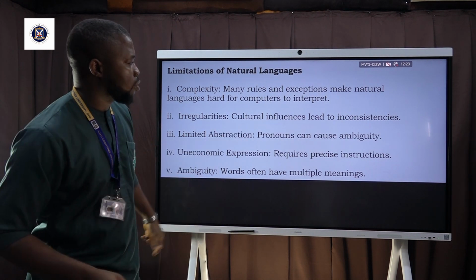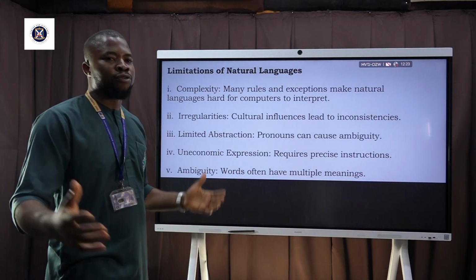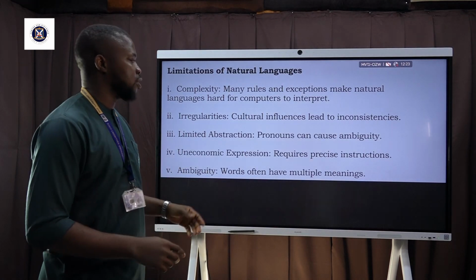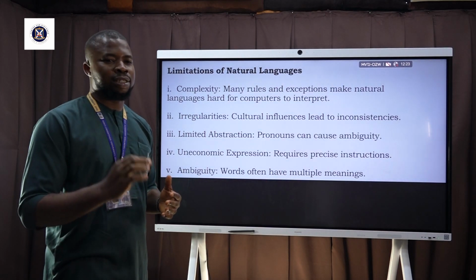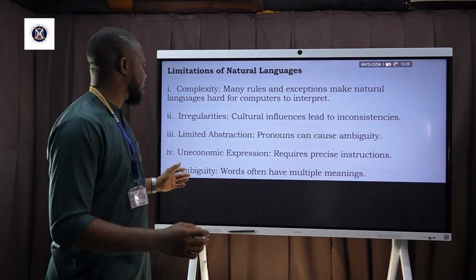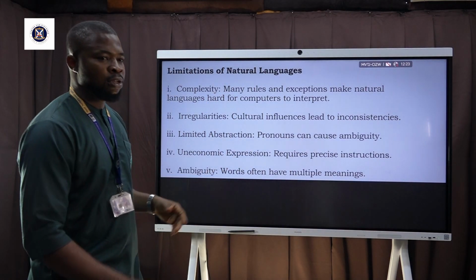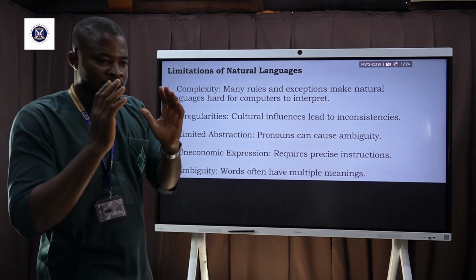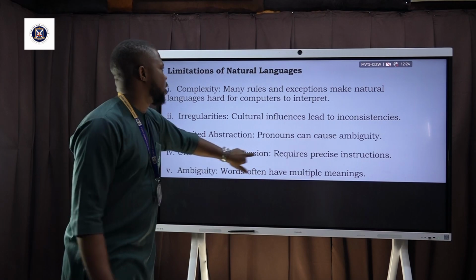Then limited abstraction. Pronouns can cause ambiguity. And what is ambiguity? Different types of words coming together. The computer is yet to understand that. On economic expression, the computer requires precise instruction. When dealing with your system, precise instruction is very, very important in terms of carrying out tasks. We talk about ambiguity, which often has multiple meanings. For instance, to you, "this is a boy" might mean you're actually saying this is a boy, but to the computer, "this is a boy" can actually mean something else.